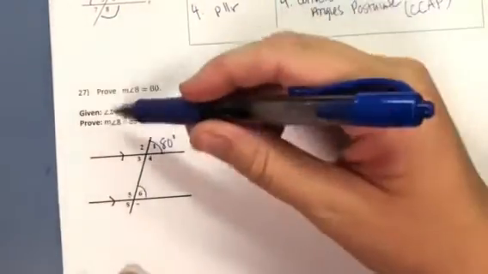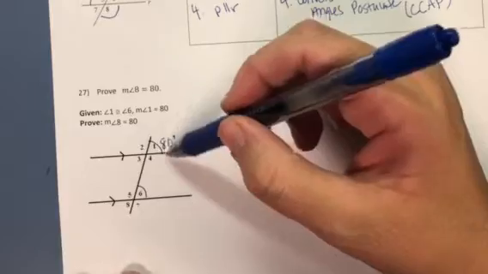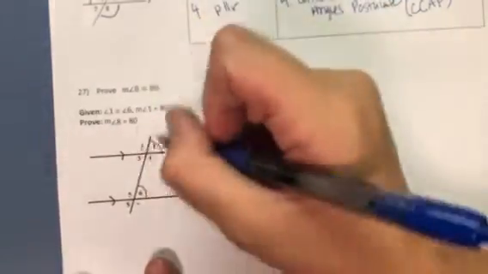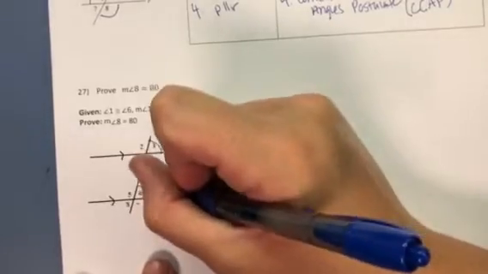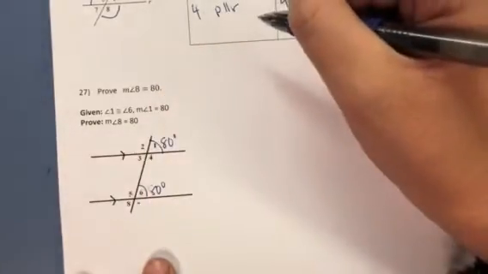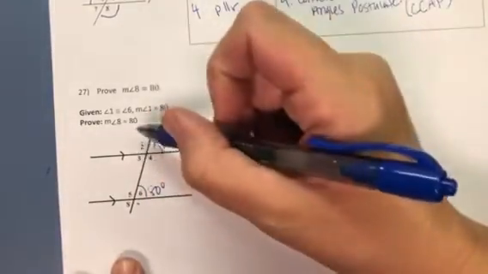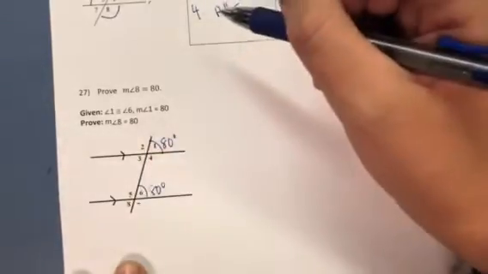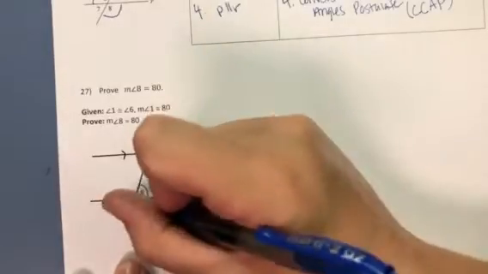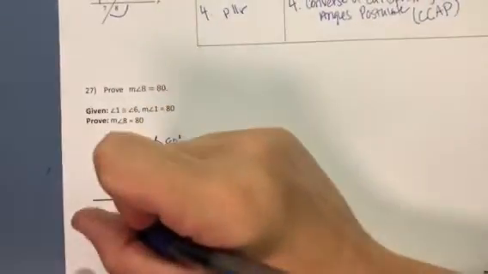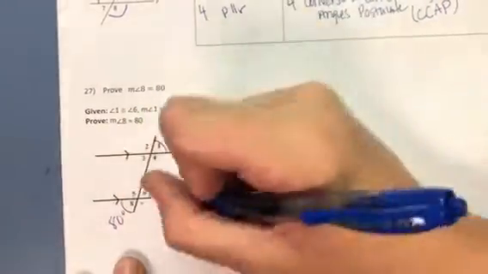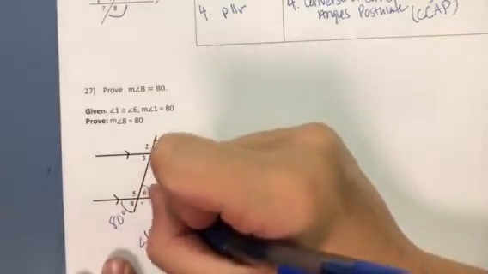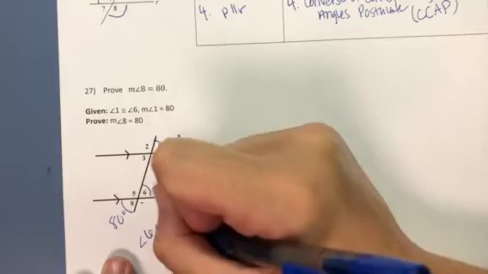All right, so we know that the measure of angle 1 is 80 degrees. And if 1 and 6 are the same, the measure of angle 6 has to be 80 degrees. We're trying to prove that the measure of angle 8 is 80 degrees. Well, 6 and 8 are what type of angles? Vertical angles. I hope you answered out loud with the video. So we know that angle 8's got to be 80 because angle 6 and angle 8 are vertical.